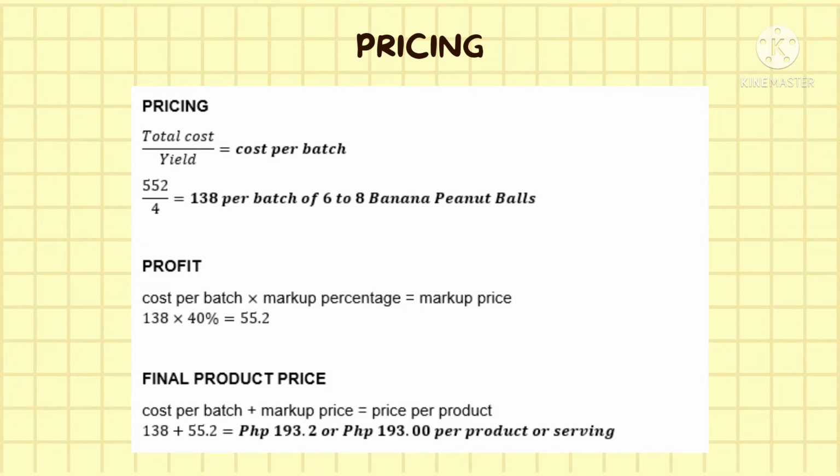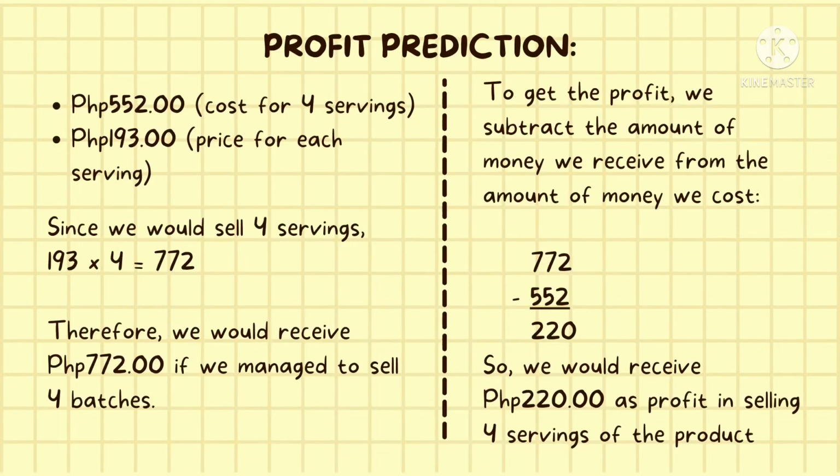For the profit, we multiply the cost per batch and the markup percentage, which will equal the markup price, where we multiply 138 and 40%, which will give us the answer of 52.2. Now to find the final product price, we add the cost per batch and the markup price, where we add 138 and 52.2, which will give us the final product price of 193.2 or 193 pesos per product or serving.